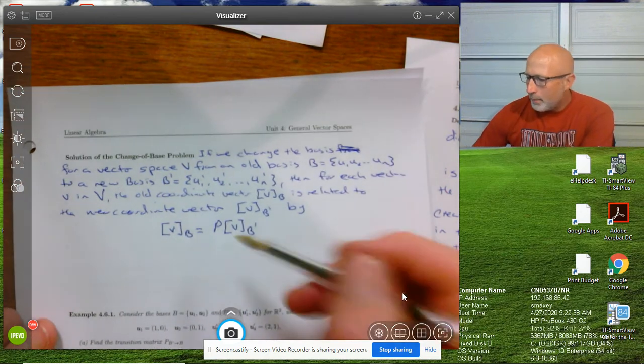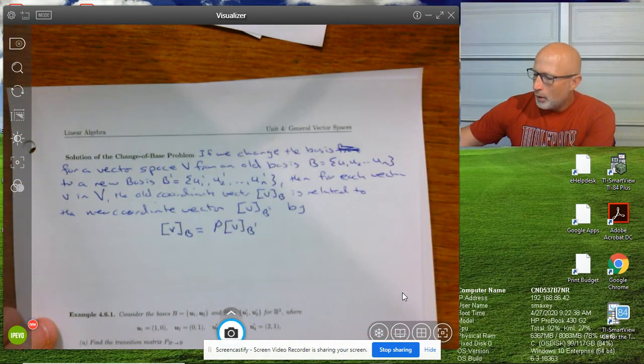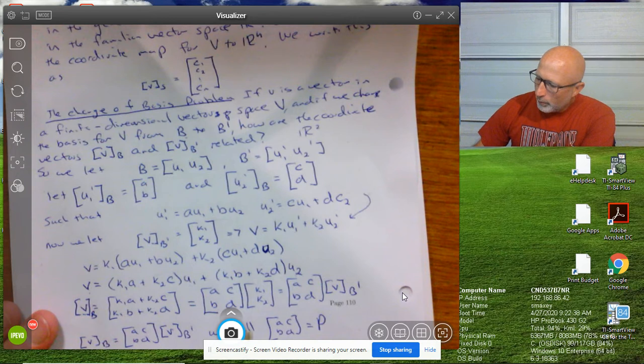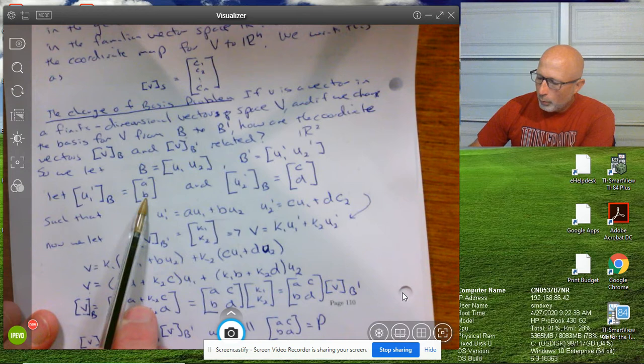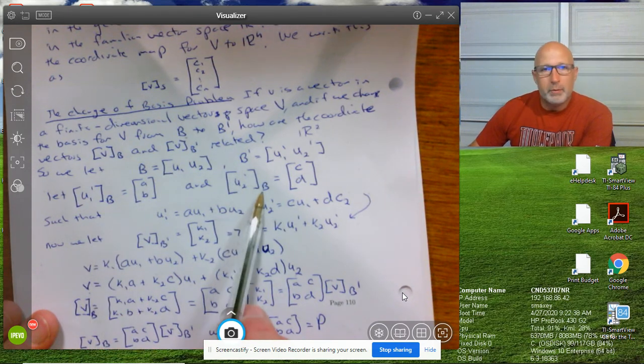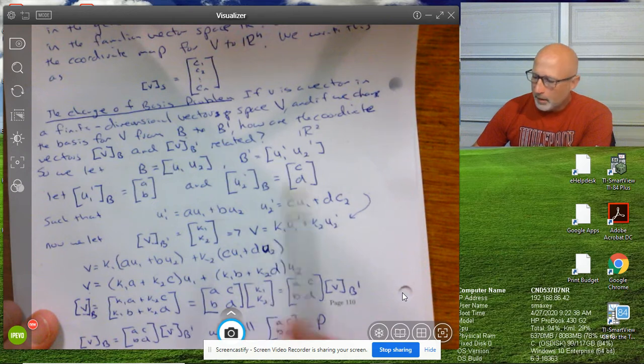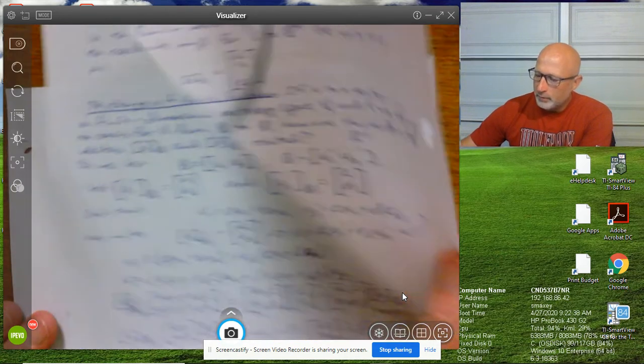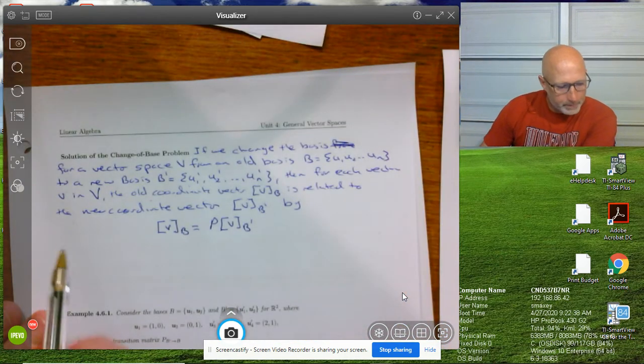Now the thing about P though is if we go back to here, what were the column matrices here? Okay, the column matrices were what U1 prime under B was and what U2 prime under B was. Okay, so those are what the columns of that matrix is going to be.